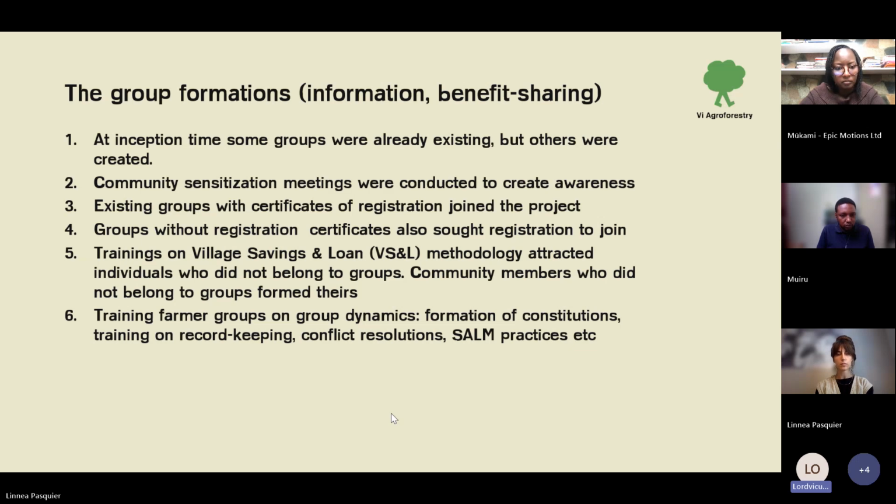We also conducted some trainings for these farmer groups, like on group dynamics, because we supported them to come up with the constitutions. There were some groups that were already existing, but they didn't have a constitution. So we supported them, guided them to help them come up with good constitutions. We also trained them on record keeping and how to solve conflicts amongst themselves. Then after that is when we started training them on the SALM practices. So that's how the groups we work with came into existence.